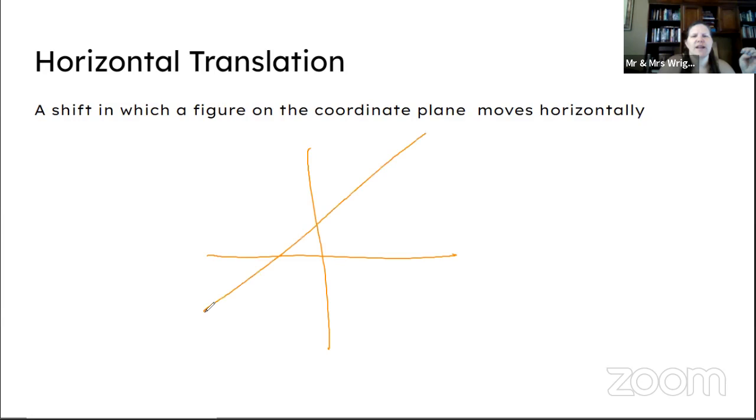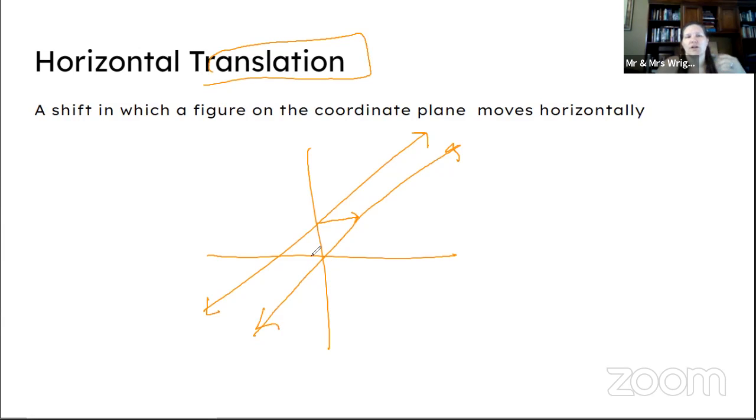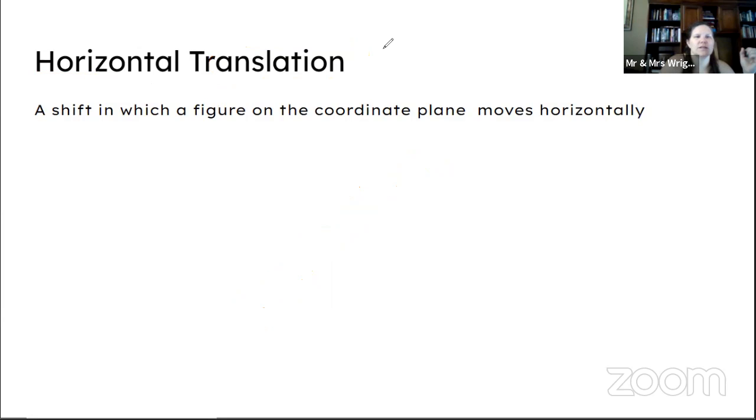If you have a straight line and you have a horizontal translation, it just is going to move directly to the right or the left. And you will have that same line with a horizontal translation. So a translation is when we've moved something on a graph. Horizontal means right to left, okay?